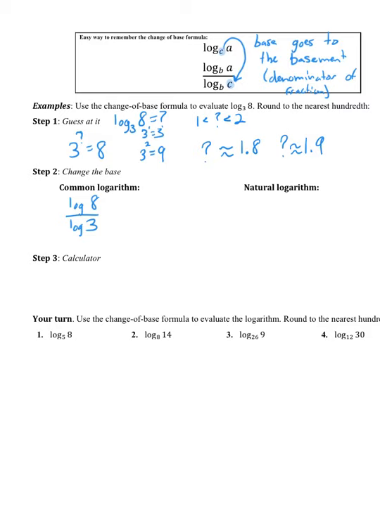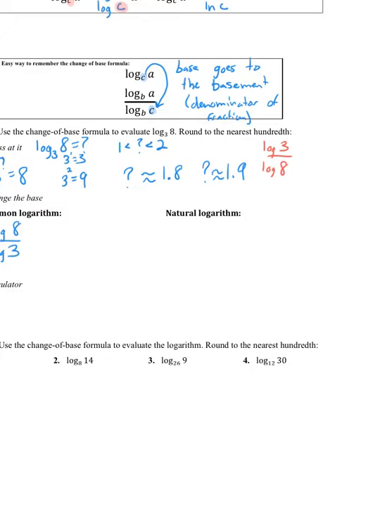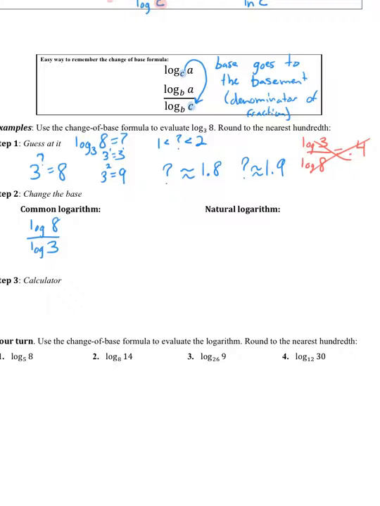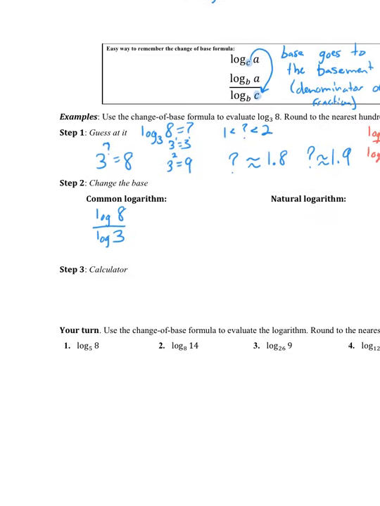If I change the base and I accidentally did log of 3 divided by log of 8, and I put that in my calculator, I'm going to get some decimal answer, like 0.5 or 0.4, something like that. And that is not close to 1.9 or 1.8. So that's why it's a good idea to just guess at it first. And when I do the common logarithm, I put it in my calculator, I end up getting 1.89. And that seems right on with where my guess was, which is good, closer to 2.